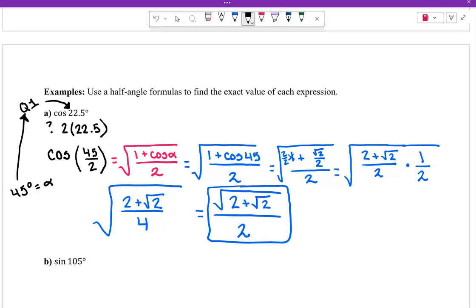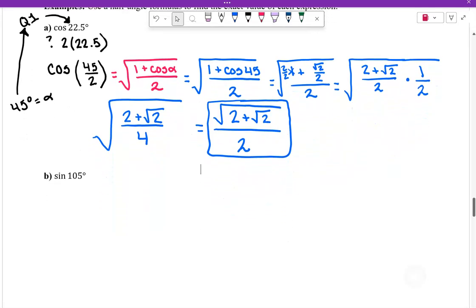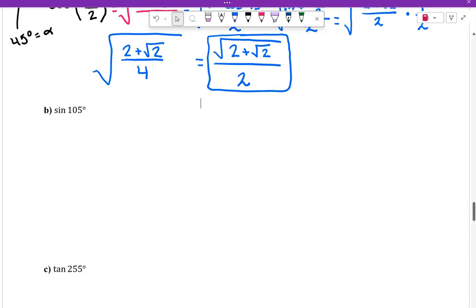Okay, let's go look at the next one. So the next one is sine. Okay, so sine, let's think about this. So we're in quadrant 2. Sine is going to be positive. Okay. I don't know how to find the sine of 105. However, what is 2 times 105? So if you multiply that, we get 210. So that means I can change the problem to be sine of 210 over 2.